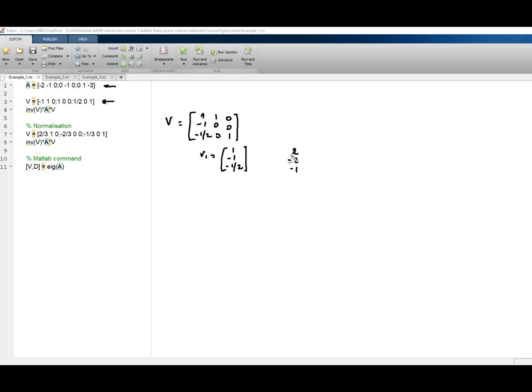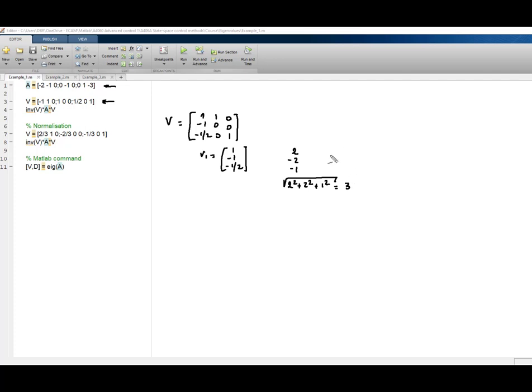Okay, this is also an eigenvector, and what we can do then is give a unit length to this vector. If we look at the length of this vector, it's the square root of 2 squared plus 2 squared plus 1 squared, and this is equal to 3.